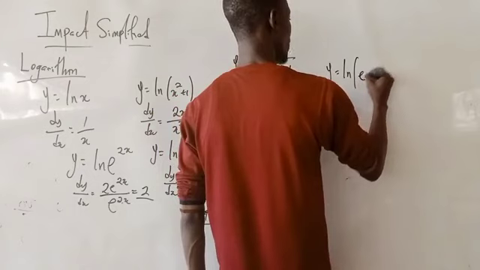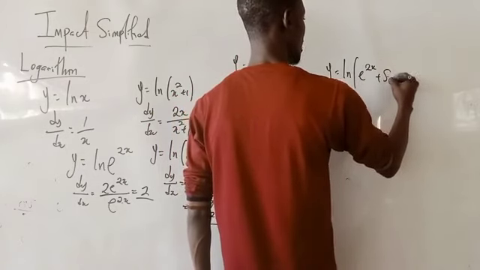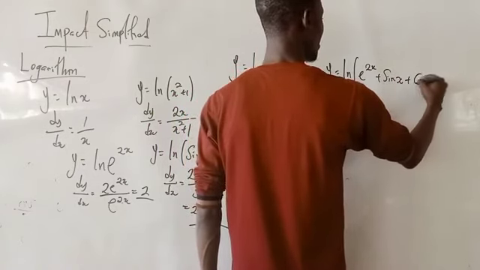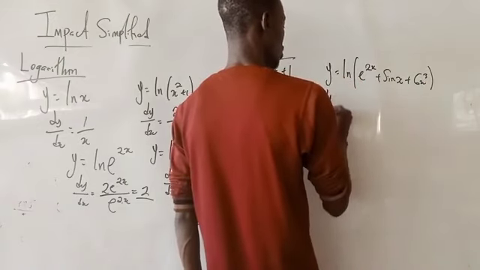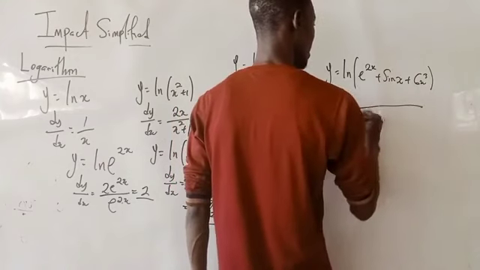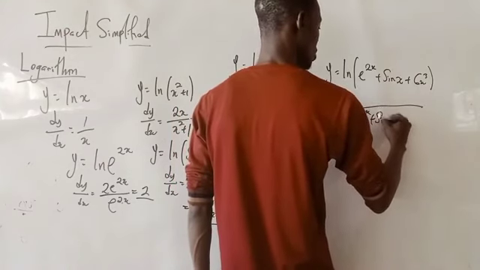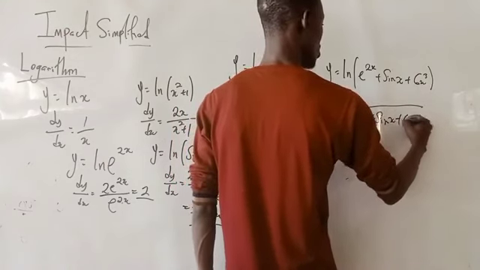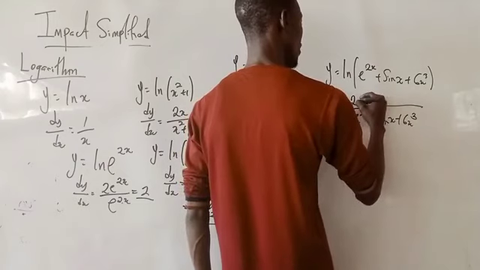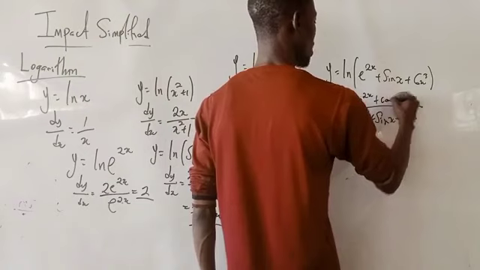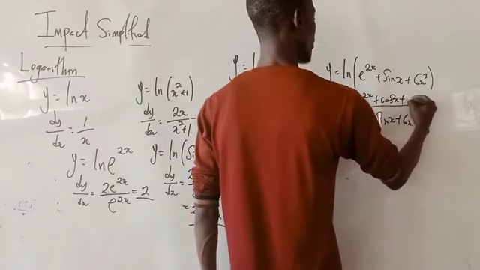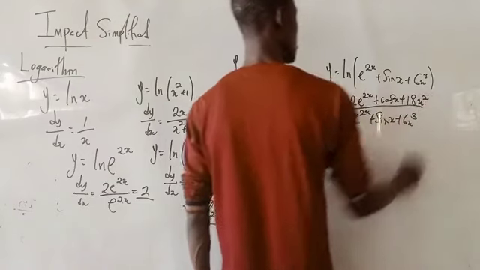We have the ln of exponential 2x plus sine x plus, let's say, 6x raised to the power 3. So how can you differentiate this? That means your dy/dx will give us ln, we drag anything in front to the denominator. And when that gets there, it differentiates itself. So when you differentiate this, what do we have? 2 exponential 2x plus, differentiate this, cos x plus, differentiate this, 18x squared.